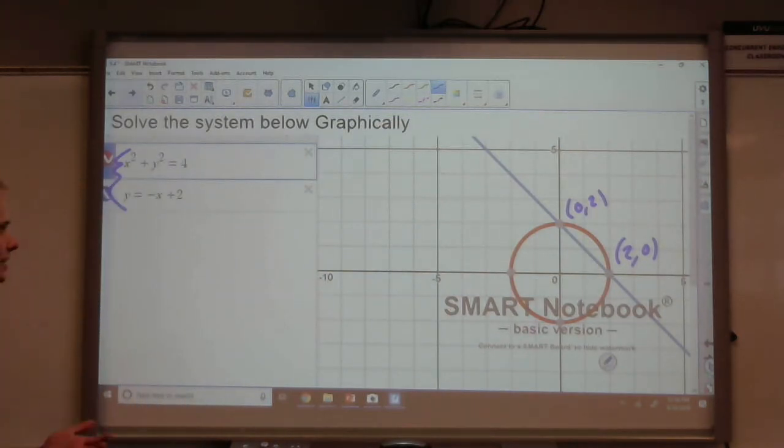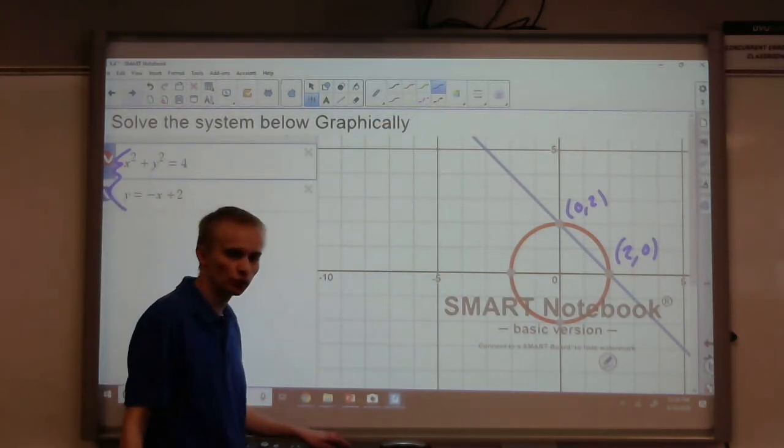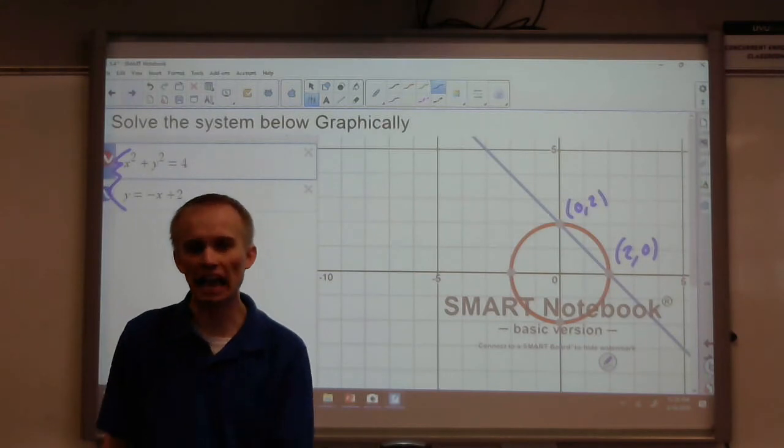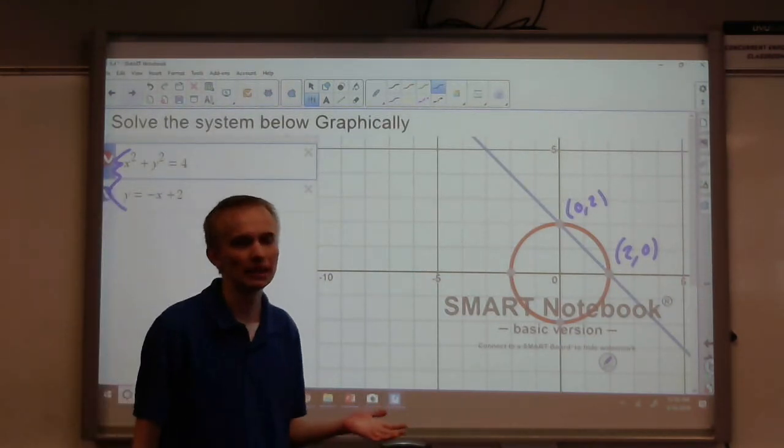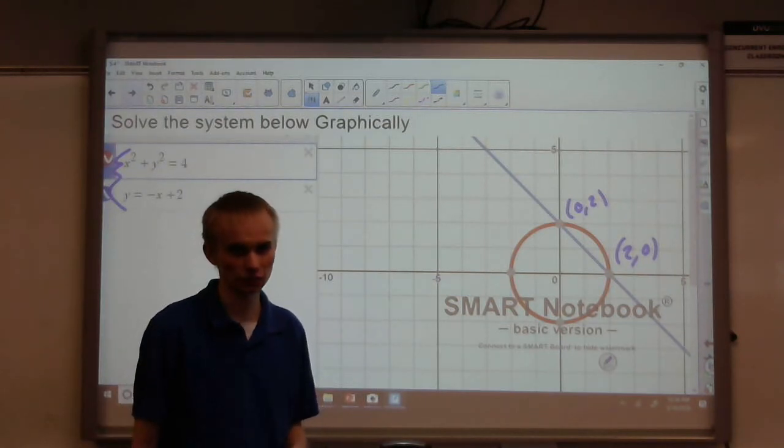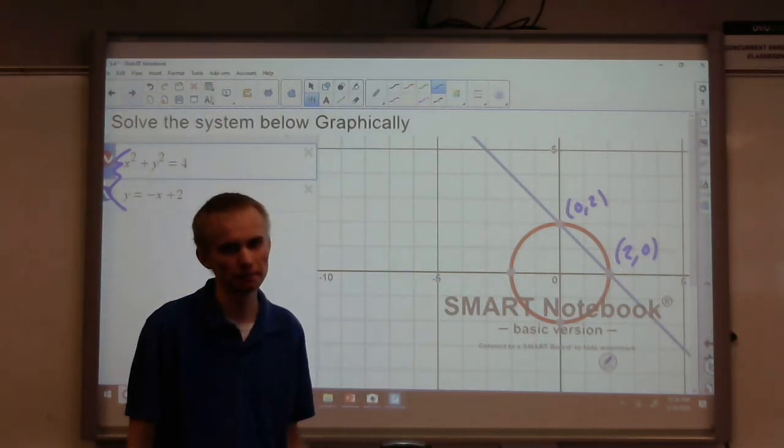So that's basically what you need to do for this section. It's basically the same as 5.1, just now there can be x squareds, y squareds in your equations. You're just using those same methods though.